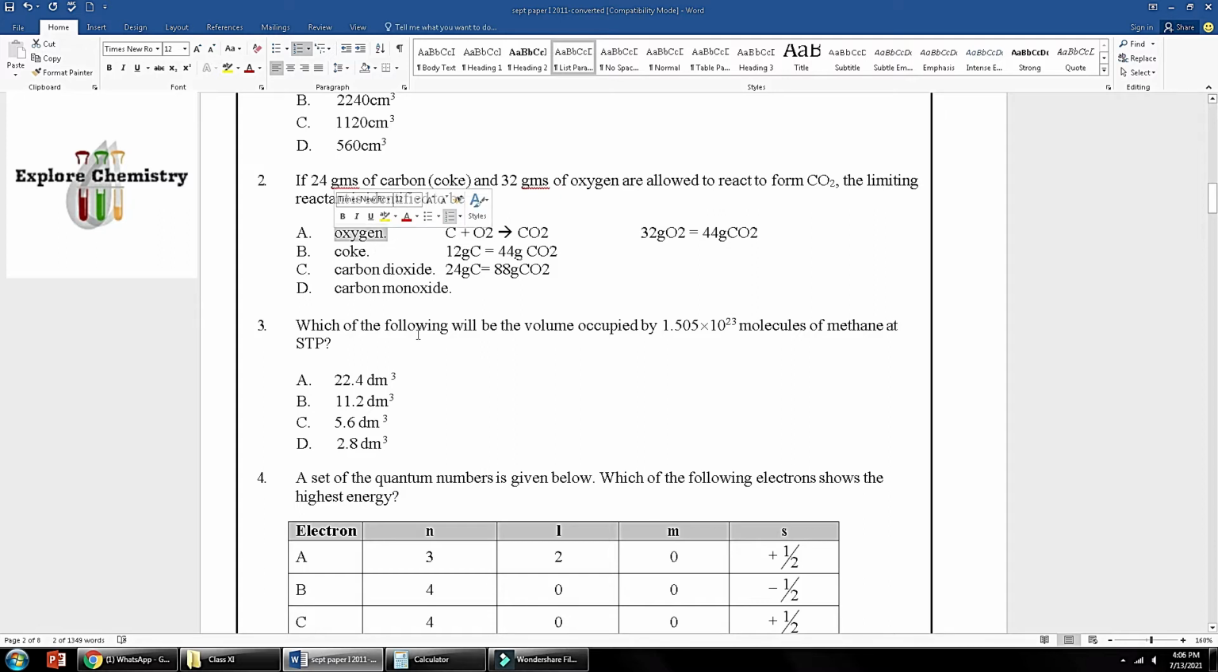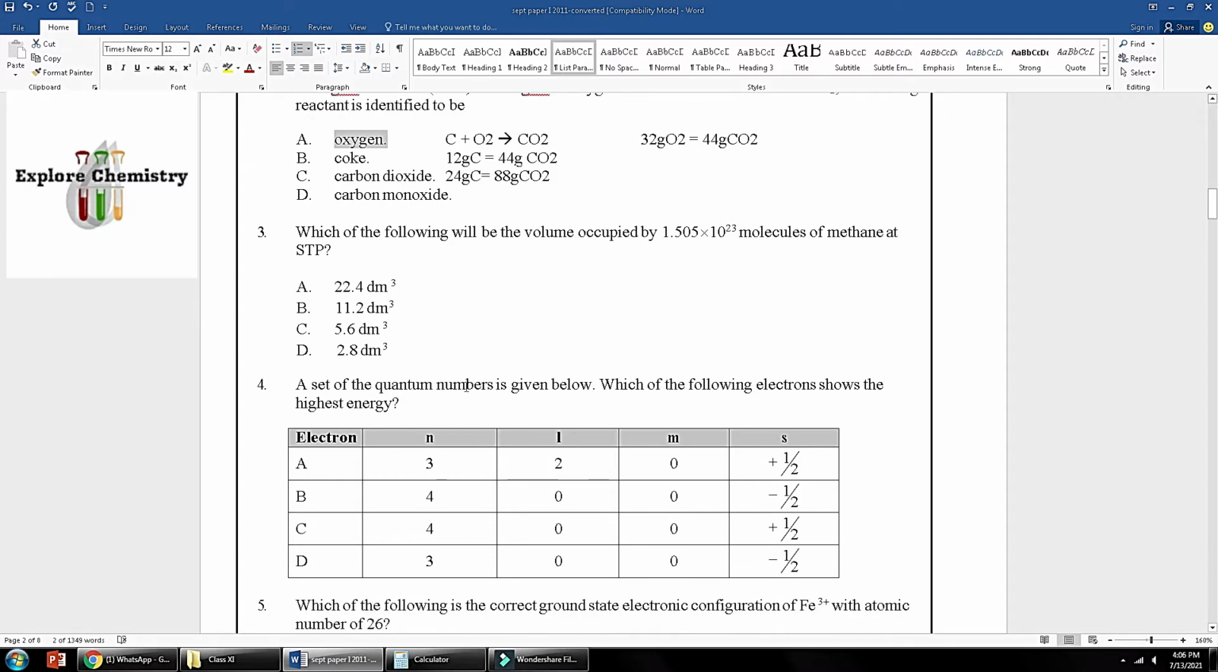So the correct answer is oxygen. Now next question is: which of the following will be the volume occupied by 1.5 exponent 23 molecules of methane at STP? Again you have to find volume. For volume you need to calculate the number of moles. You have the number of molecules of methane, you have to find the number of moles. The formula is: number of molecules is equal to number of moles multiplied by Avogadro's number.